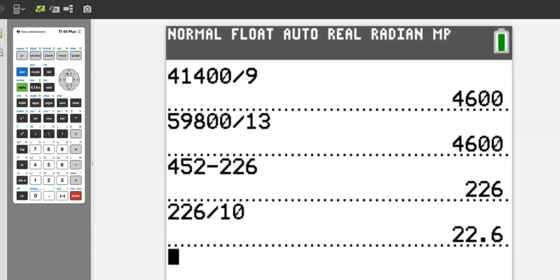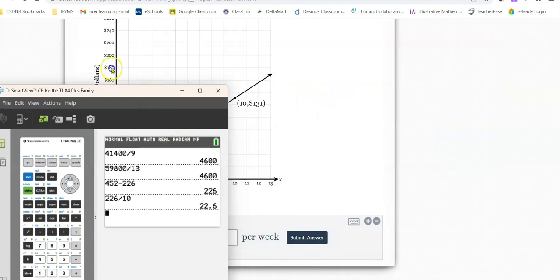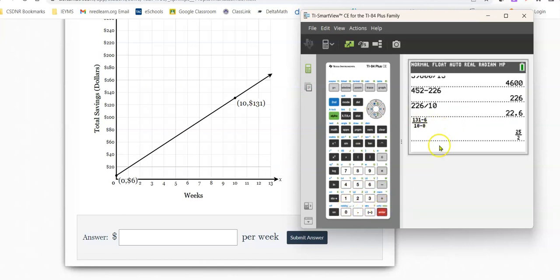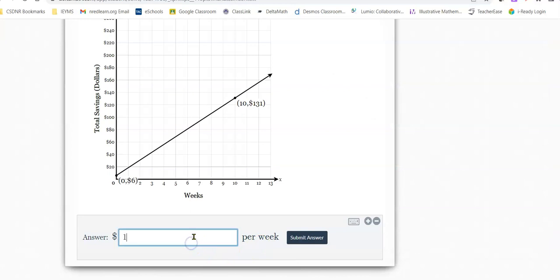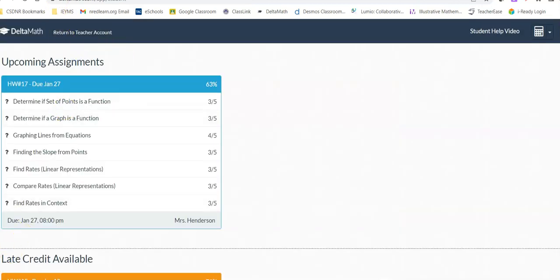Okay. So we'll model it here on the side. Even if you just had that fraction button and you were using 131 minus 6 and then 10 minus 0, even if you put the whole thing in a fraction, 25 divided by 2, you actually have to do that. 12.50 per week. Gotta add that 0 in. Okay, that includes our tutorial for homework 17.